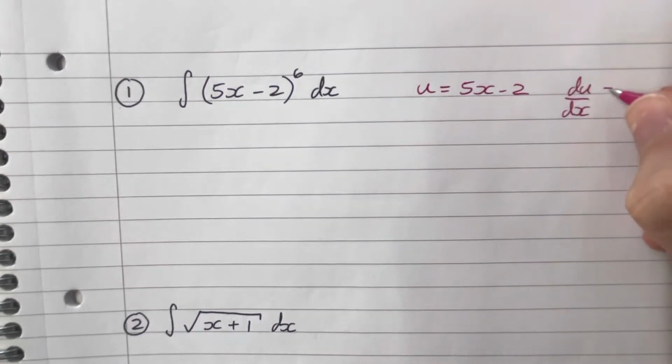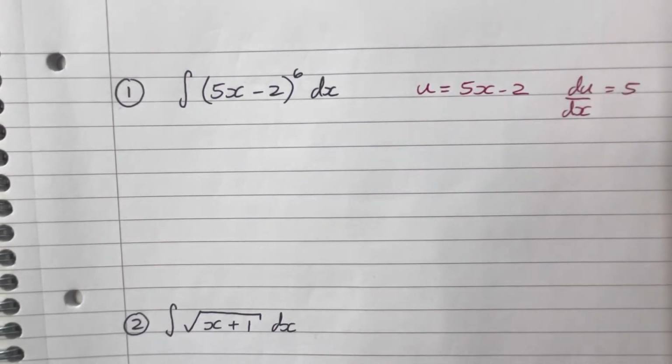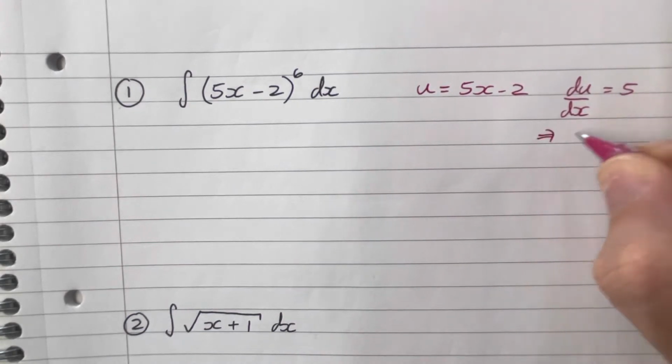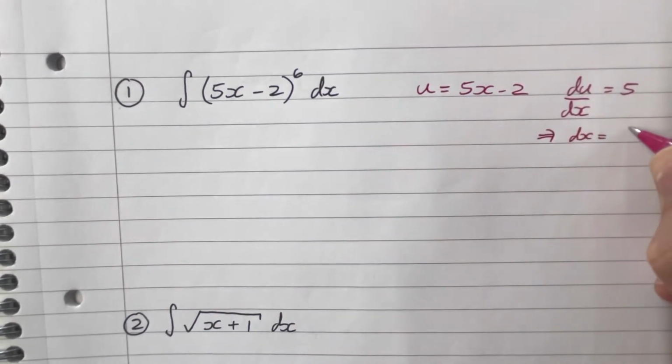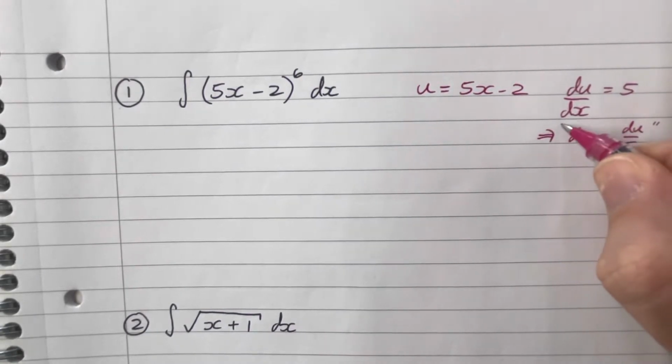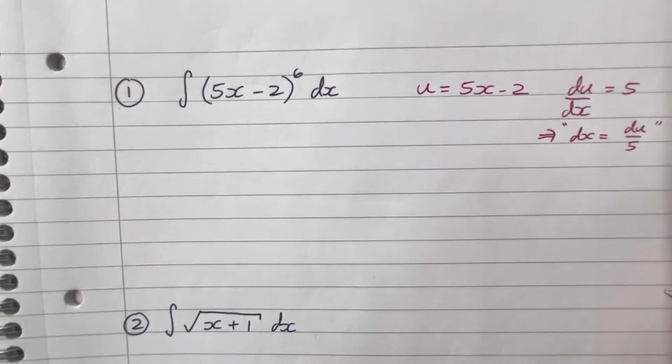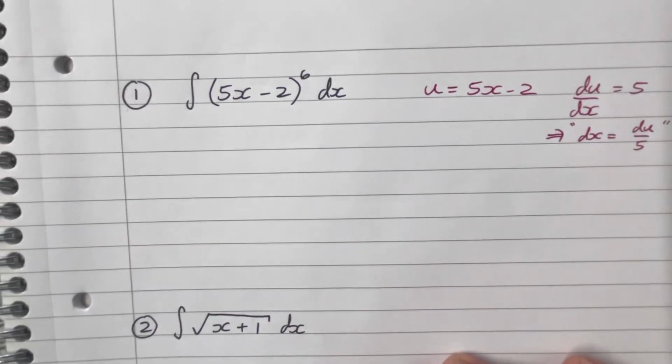So du by dx therefore is 5. Okay, it's differentiating my u with respect to x. And that tells me that my dx is equal to du over 5. And that's not really mathematically sound because du by dx isn't technically a fraction, it's notation, but it behaves in every way like a fraction. So I can replace the dx with a du on 5 in my integral.